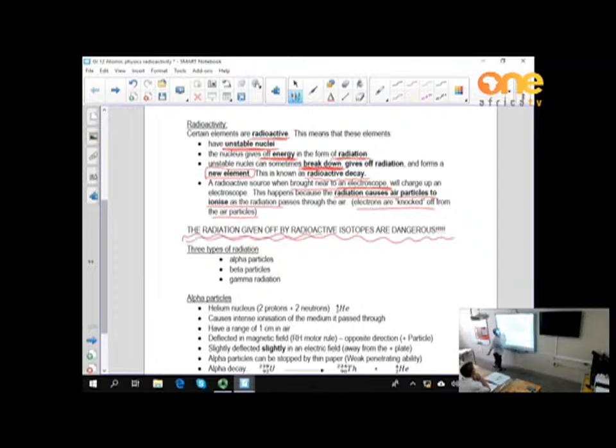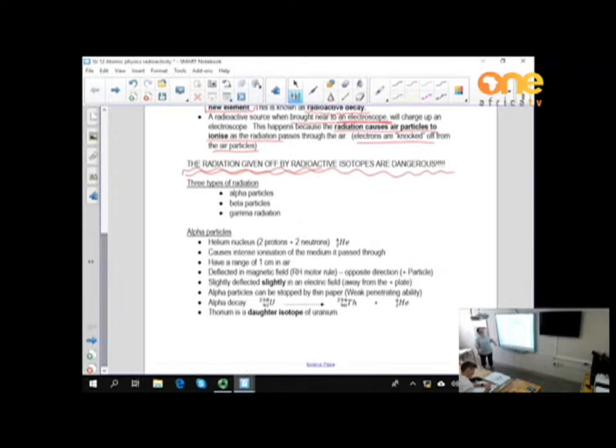Okay, people, radiation is dangerous. The first scientists that worked with radiation, I'm referring to Madame Curie and her husband, all died of leukemia as a direct result of the radiation they received while they were working with it, because they did not realize that it was so dangerous. Okay. We get three types of radiation.